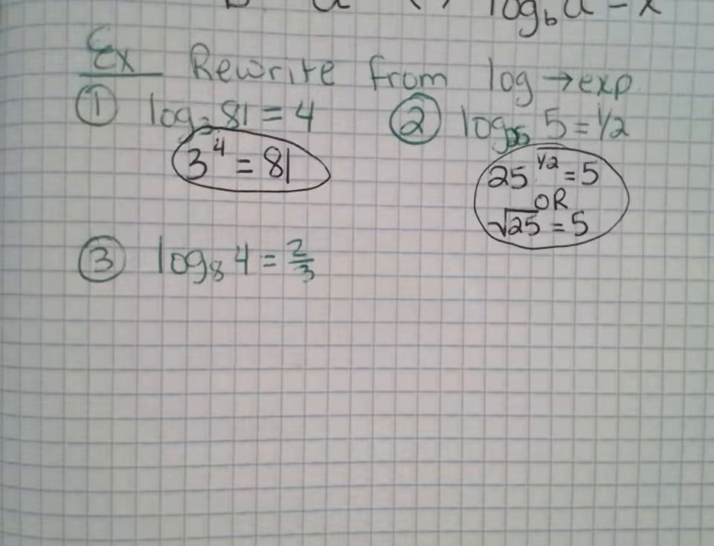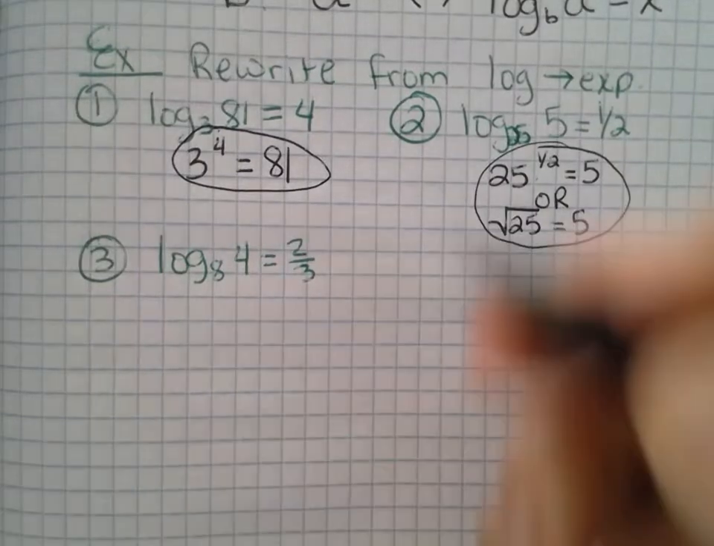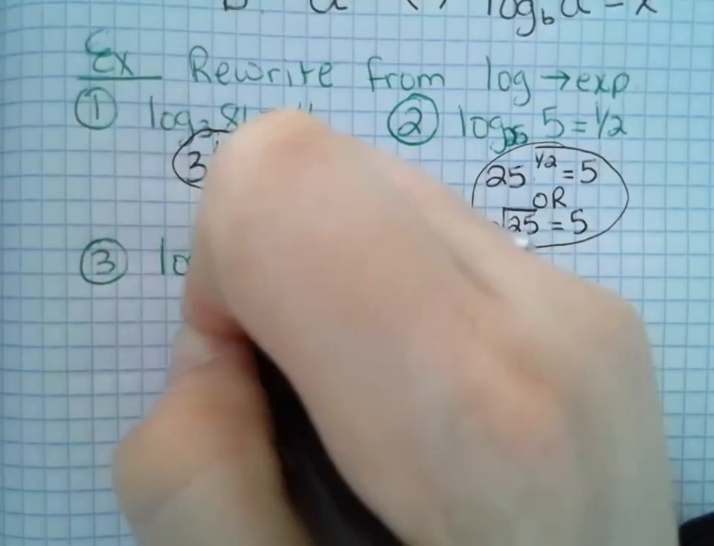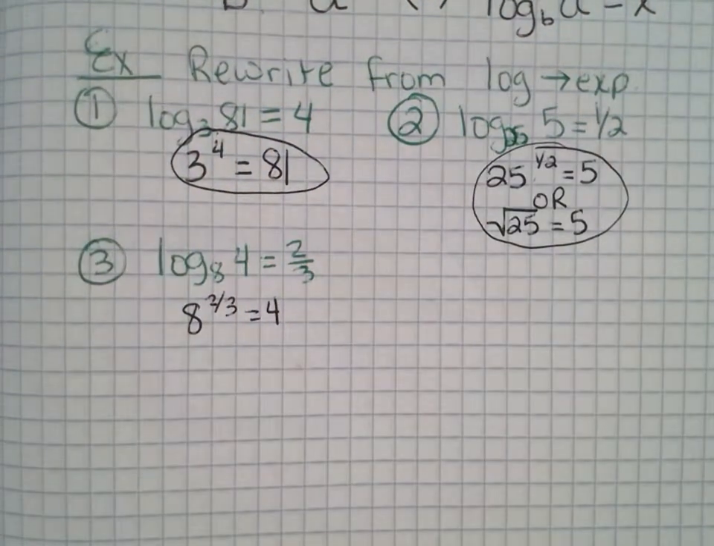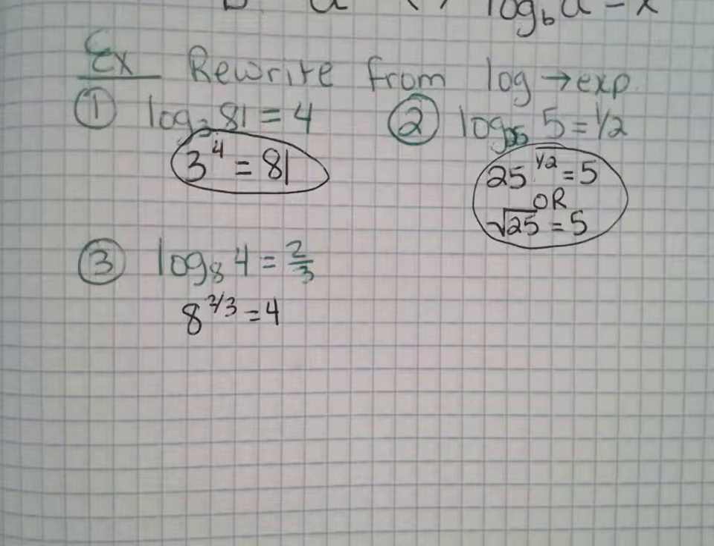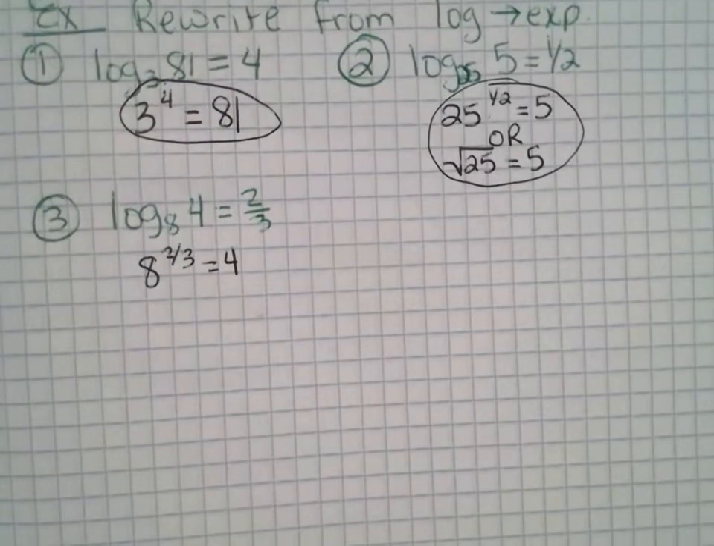I see most pencils are done moving. So, you should have written 8 to the 2/3 power equals 4. Okay, if you did that correctly, that's what it should be. Now, as we do these, I'm going to review your exponent rules.